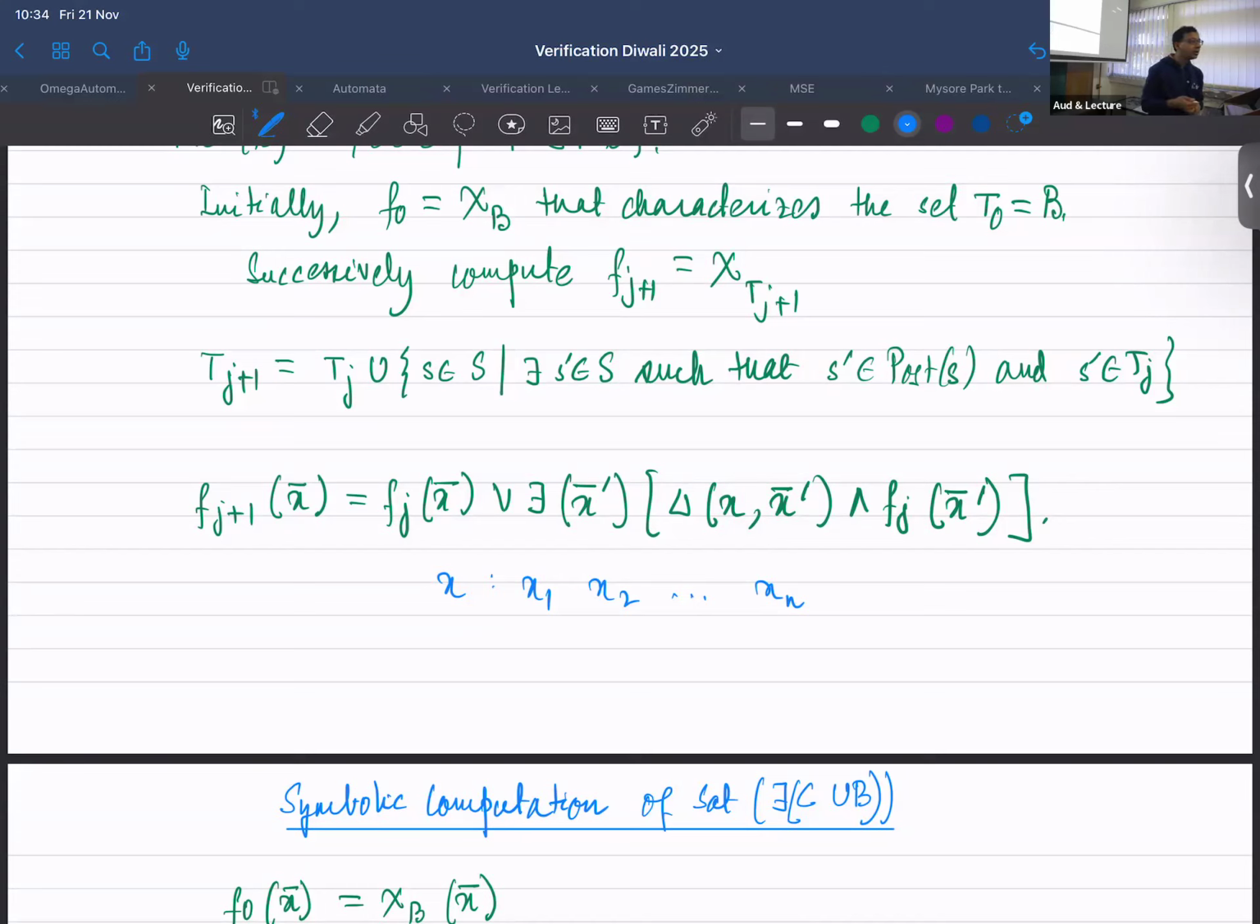Sorry? A game? Some game then. No, it's not a bisimulation game. It's a Boolean function, right? We are talking about Boolean functions.